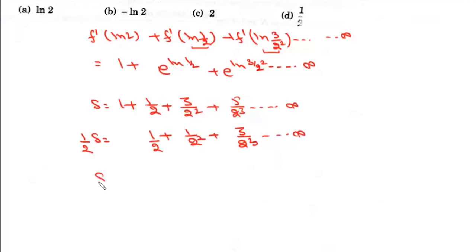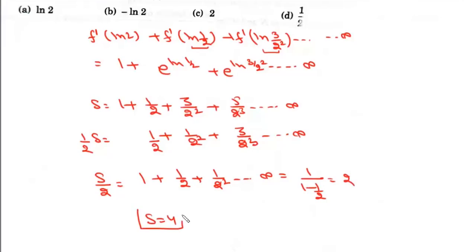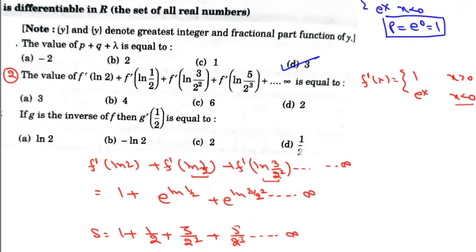Now if we subtract, we'll get this as s by 2, and here will be 1 plus 2 upon 2 square, 1 by 2, this is 2 upon 2 cube, 1 upon 2 square, up to infinite. Now this is a upon 1 minus r, which is 2. So the sum of this series is 4. And that's your option B.